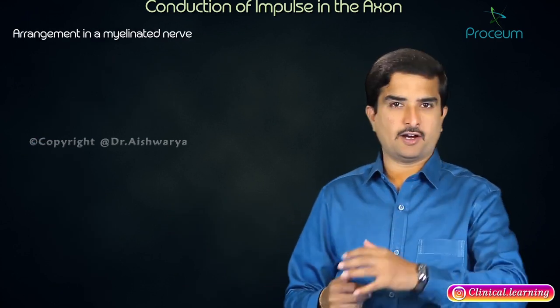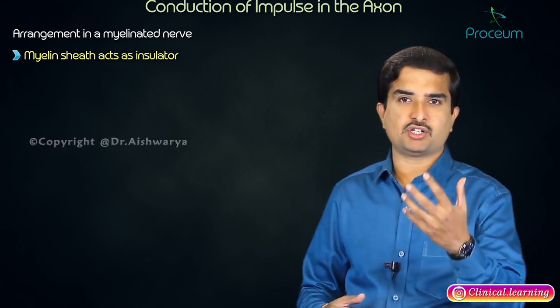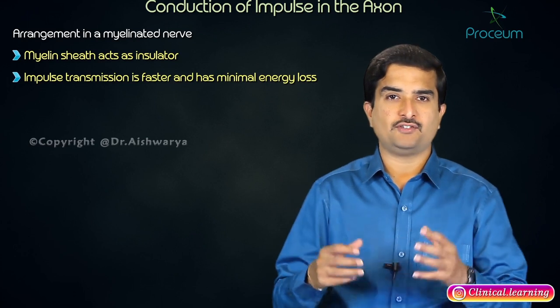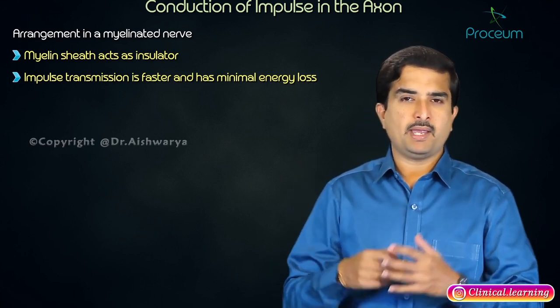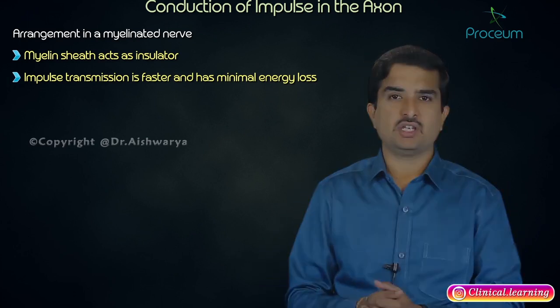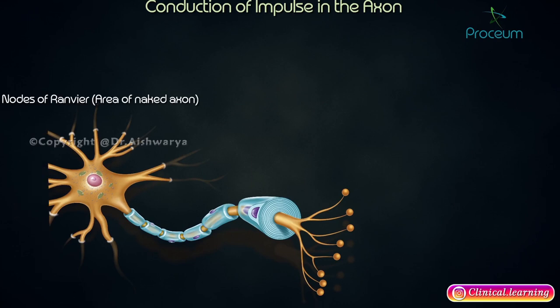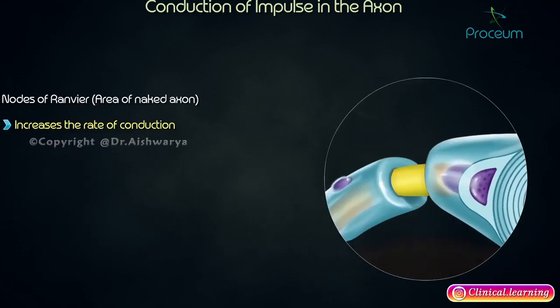So in myelinated nerve fiber, the myelin sheath around the nerve fiber acts as an insulating material, keeping the transmission of the current fast, mainly in order to have a minimal energy loss. This myelin sheath is regularly interrupted along the length of the axon by nodes of Ranvier. So this arrangement greatly increases the rate of conduction of the impulse, as the axon here is naked and the ions can freely pass through the plasma membrane from the extracellular fluid.